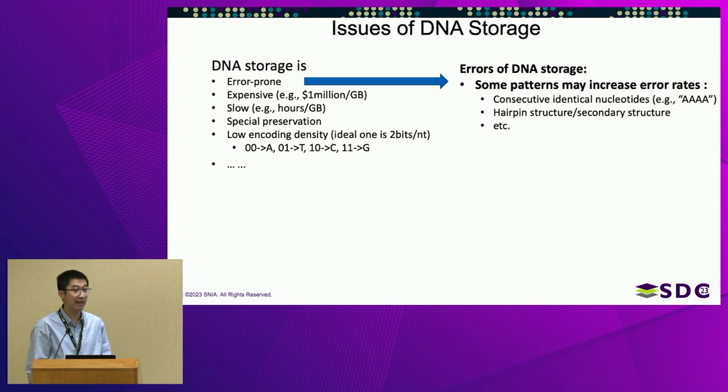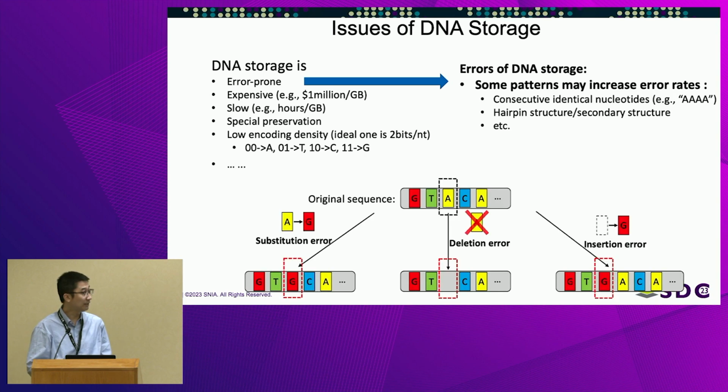And also if we have hairpin structure or secondary structure inside of the strings, it also increases the difficulties of sequencing and synthesis. So in summary, there are three types of errors in DNA storage: substitution error, deletion error, and insertion error. I won't go into the details, but it's really straightforward.